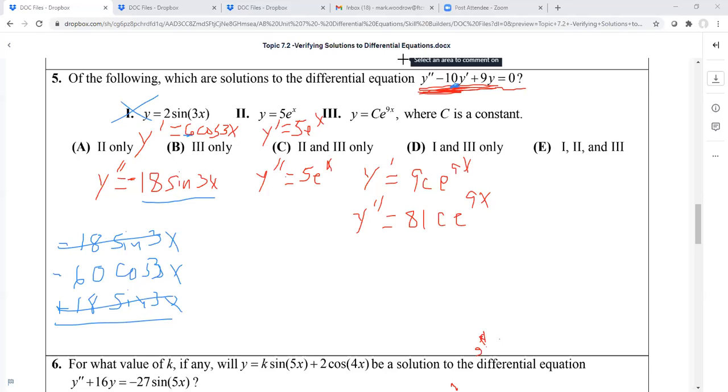Now I'm going to do the same thing to the next one. So the second derivative is this 5e to the x. And then I got to take minus 10 times this first one. So that's minus 50 e to the x. And then up here I got this 9 times the original one. 9 times the original one is 45 e to the x. So the 45 and the 5 give me 50, and 50 minus 50 is 0. So this one works.